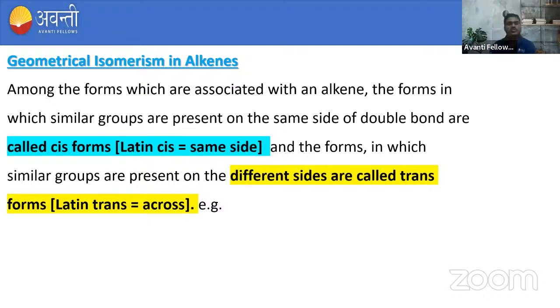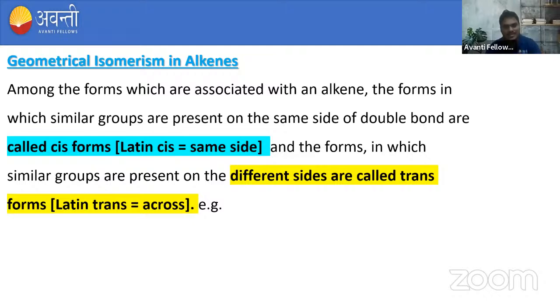Among the forms which are associated with an alkene, the form in which similar groups are present on the same side of the double bond are called cis form, right? And the form in which the similar groups are present on different sides are called trans form. Okay? Latin trans means across, and cis means same side. So cis means same side, and trans means across.